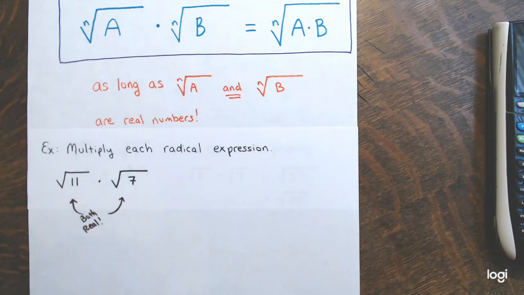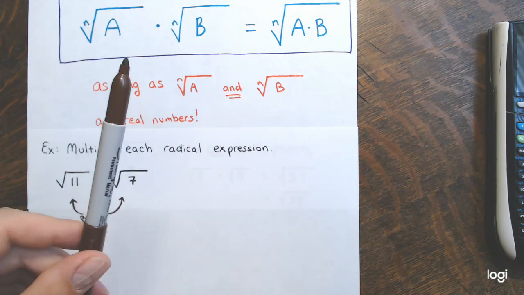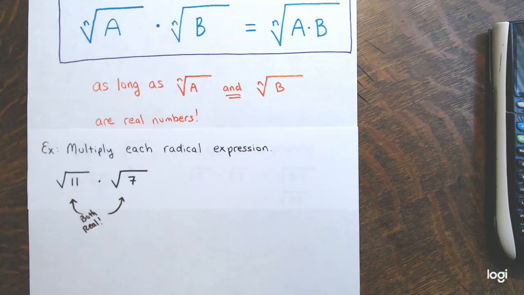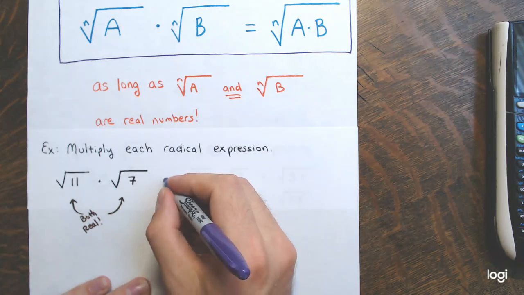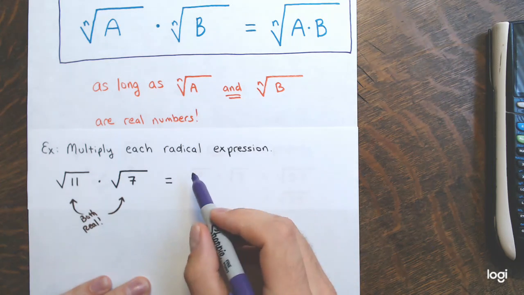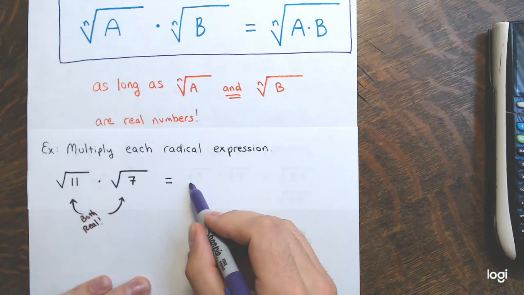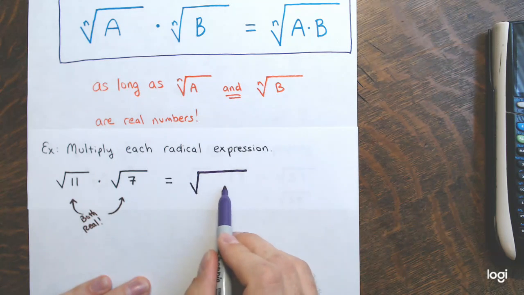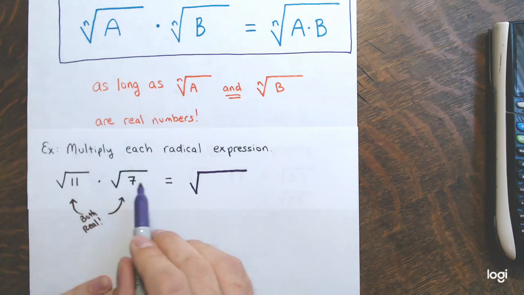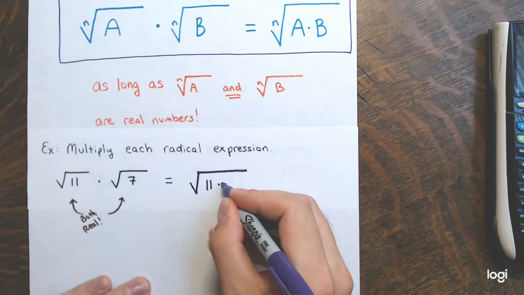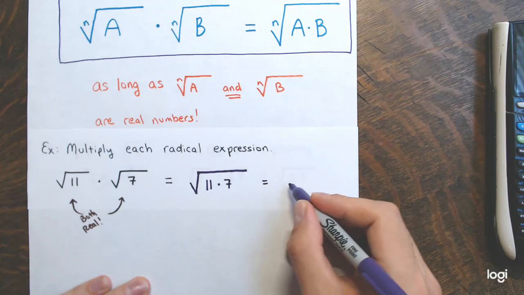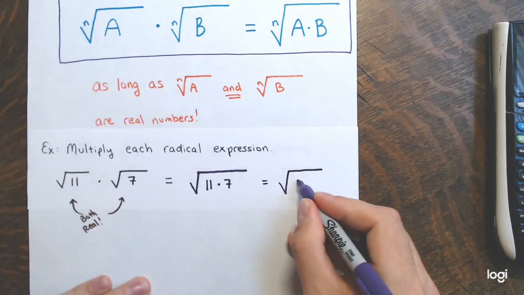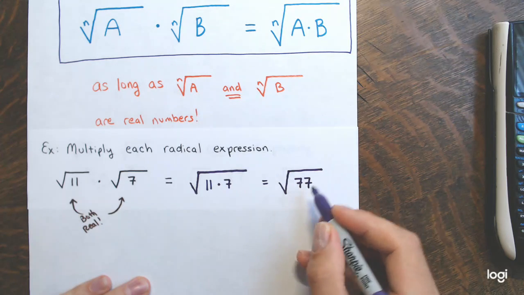All right, which is great. And since they're both real numbers, I can employ this property. I can use it. So the square root of 11 times the square root of 7 will be equal to the square root, again, square roots throughout, and the new radicand is going to be 11 times 7, or just the square root of 77. All right, and there we go.